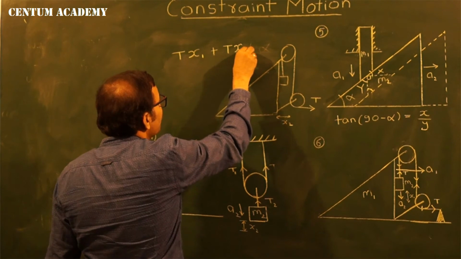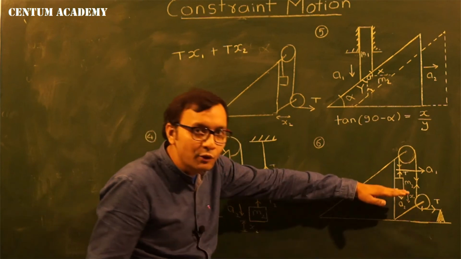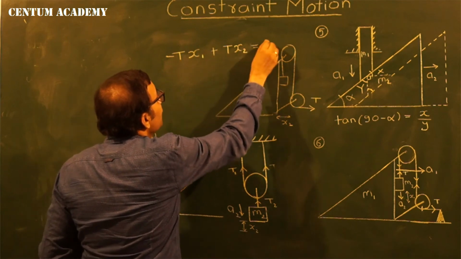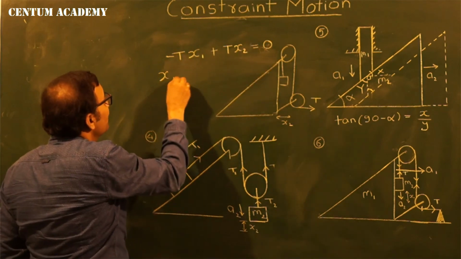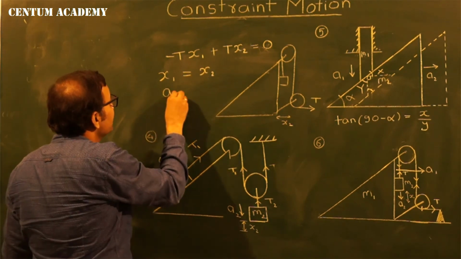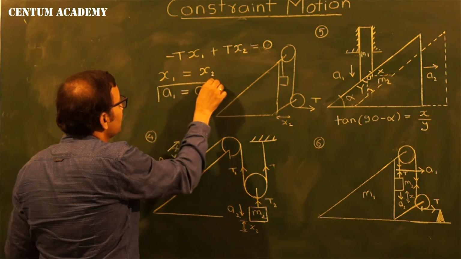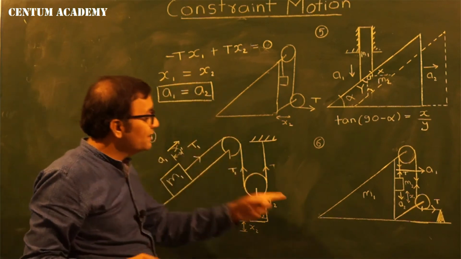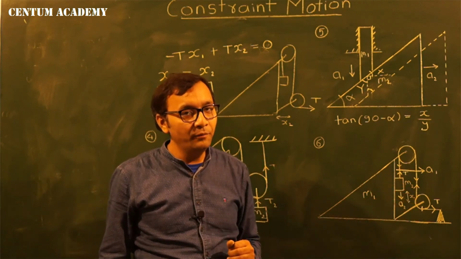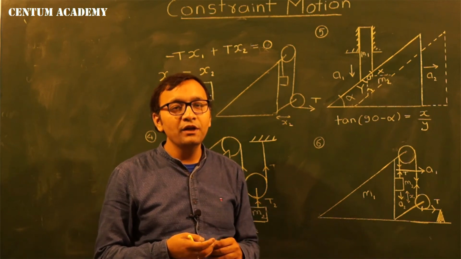If suppose the wedge moves by a distance of x2, then work done by this tension force is T times x2, right? Now work done by tension on M2 will be negative because I have considered M2 is going down and the tension force is up. So it will be minus of this is equal to 0. Now you will get x1 is equal to x2. And if you differentiate it twice, you will get the acceleration of the first object is equal to the acceleration of the second object. Now this A2 is not the total acceleration on M2. A2 is only the downward acceleration on M2. There will be horizontal acceleration on M2 also, which is A1. And A1 happens to be equal to A2.